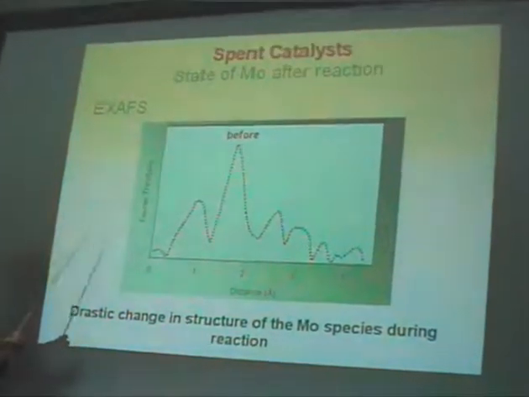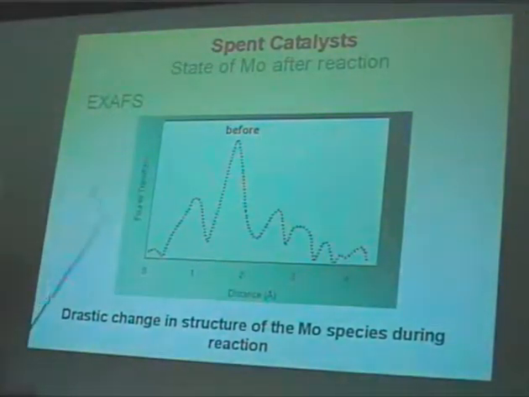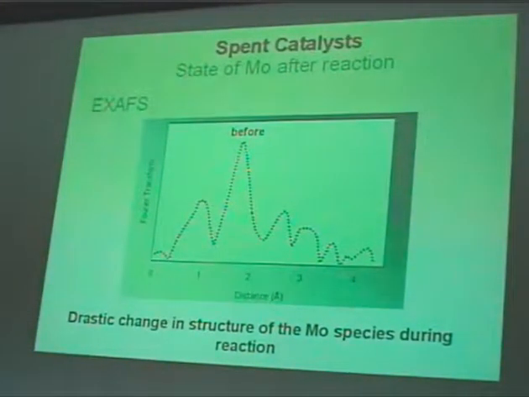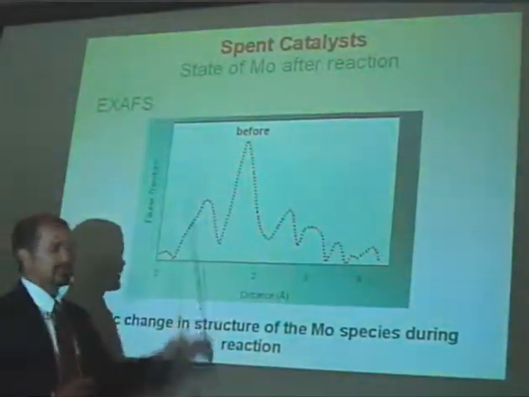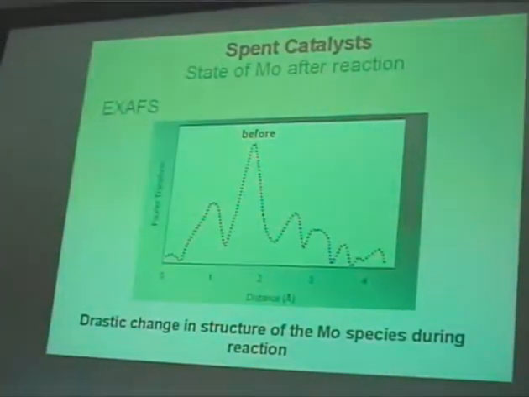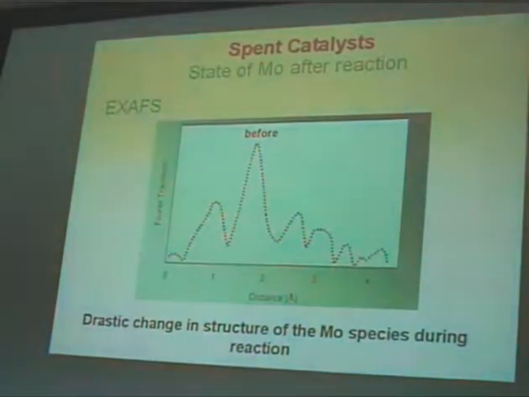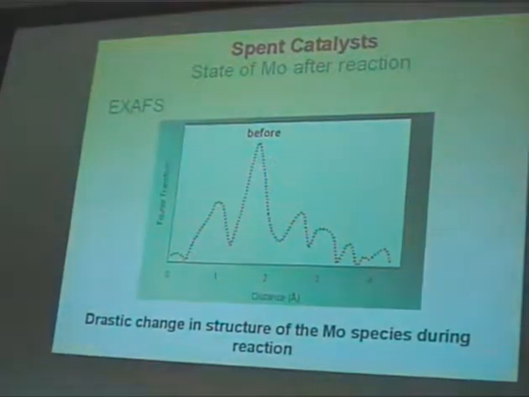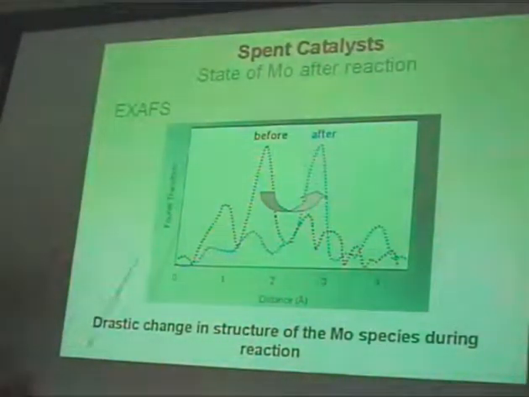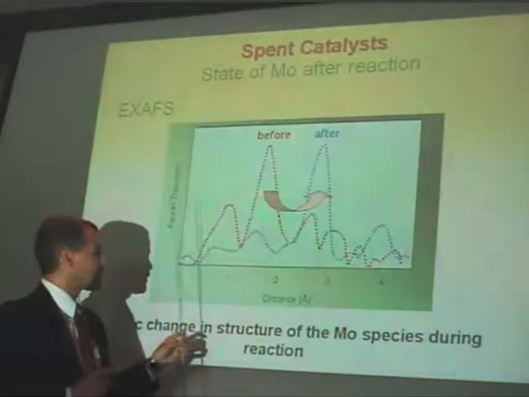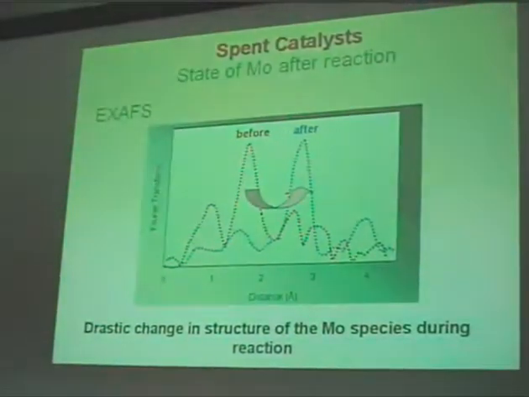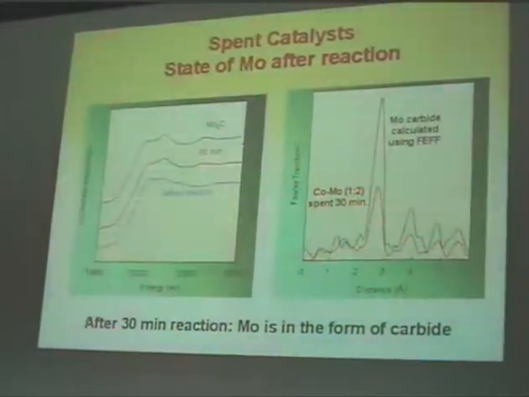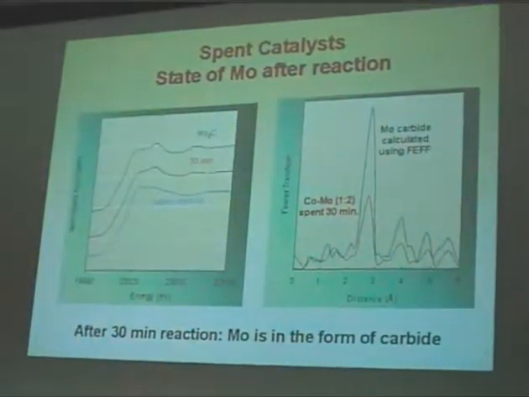Okay, important part here. This is the critical and most important consideration. When we look at the spent catalyst, what happened with moly? Before the reaction, it was like this. We said that was a moly oxide partially reduced, a mixture of moly 6 and moly 4 plus. Now, after the reaction, this one changed drastically. What happened? What would we have converted this into? Anybody want to guess? Moly carbide. The molybdenum has been converted into moly carbide.